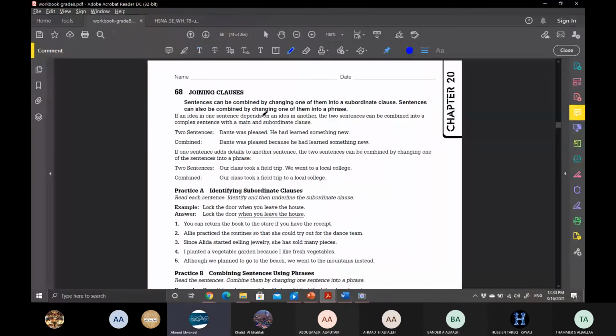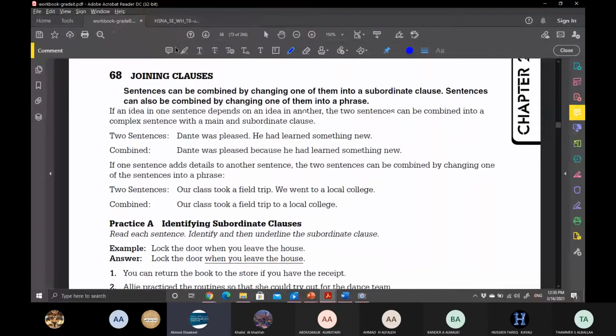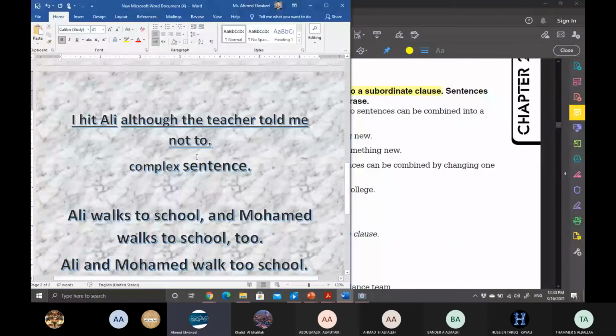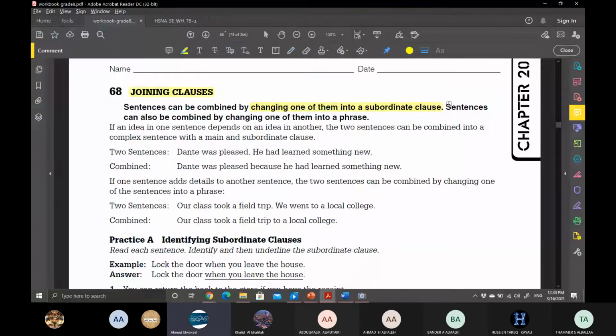To speak about joining clauses, sentences can be combined by changing one of them into a subordinate clause. And when you have a subordinate clause, this will lead into what? A subordinate clause will lead into a complex sentence. A subordinate clause always leads into a complex sentence. Or sentences can also be combined by changing one of them into a phrase.